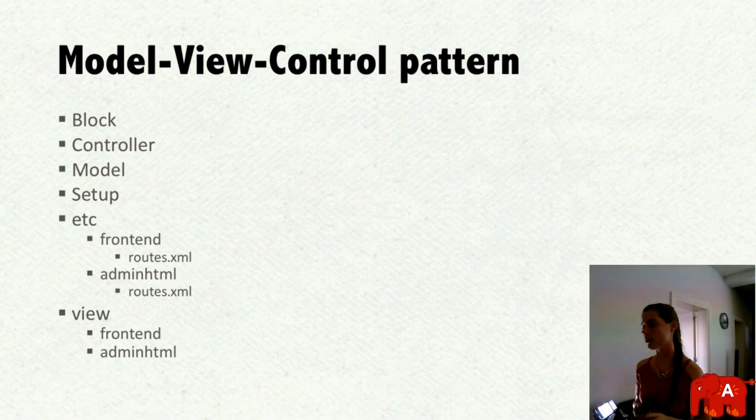You have your etc folder with a frontend and an adminhtml folder. The frontend is for the front end, adminhtml is for the admin panel of your web shop. And here in the routes XML, you can define your routes. And then you also have the view folder, which also has a frontend and an adminhtml. And here you'll find your template files, your CSS, your JavaScript.